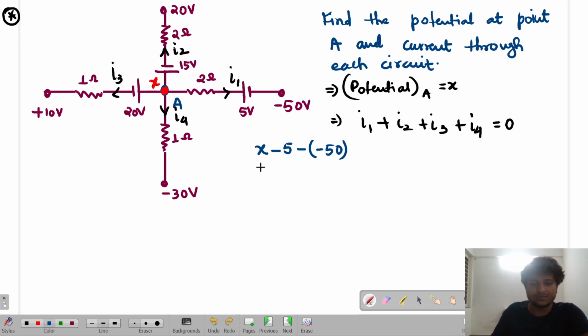Through how much resistance is it passing? 2. So this will be my 2 ohm resistance. Are you able to get me or not?